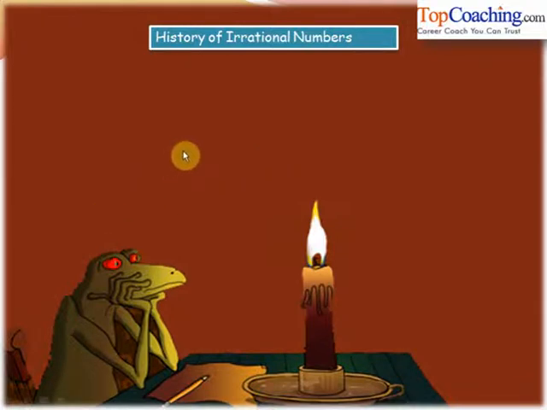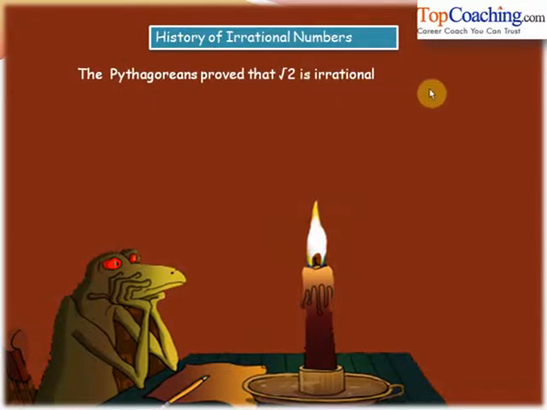How did they actually appear? The Pythagoreans proved that root 2 is irrational. So I'm pretty sure you have studied the Pythagoras theorem. Pythagoreans were the first to prove that root 2 is an irrational number.